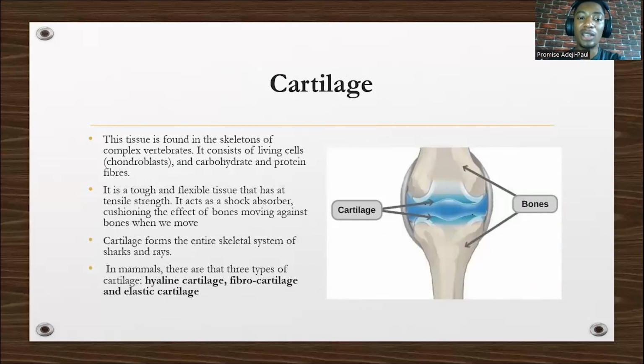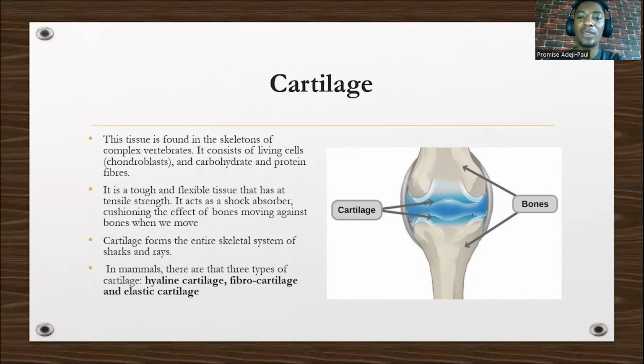So, what about cartilage? Cartilage is a tissue that is found in the skeleton of complex vertebrates. Many complex vertebrates have what we call cartilage, which is a tissue, and it consists of what? Living cells. And what is the name of those cells? Chondroblasts. Please take note. The living cells found in cartilage are called chondroblasts. It also contains carbohydrates and protein fibers.